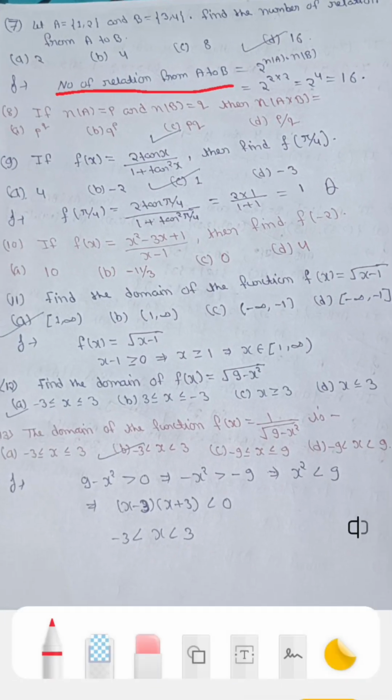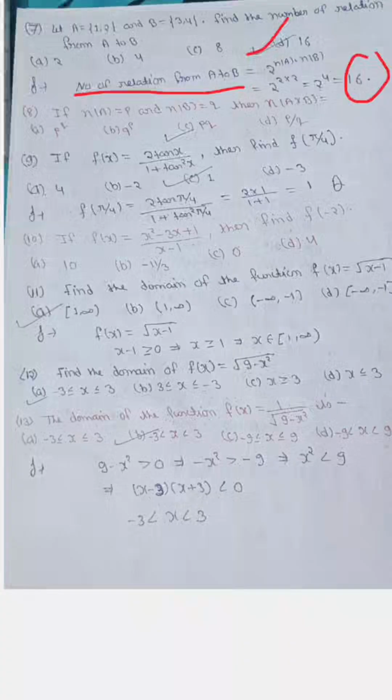Here we see that set A has 2 elements, and set B has 2 elements. So 2 to the power 2 into 2, that is 2 to the power 4, which is 16. D is the correct answer.